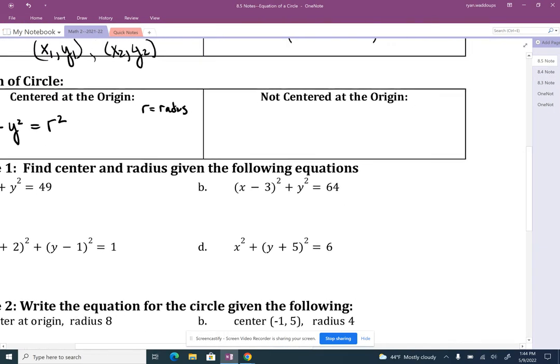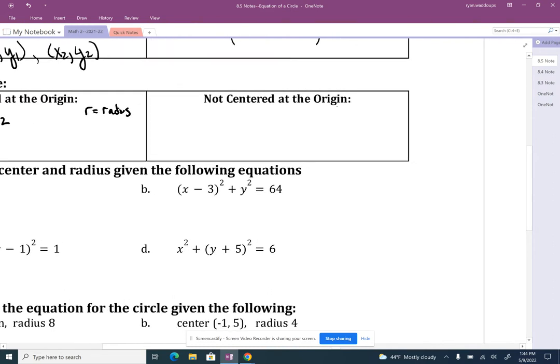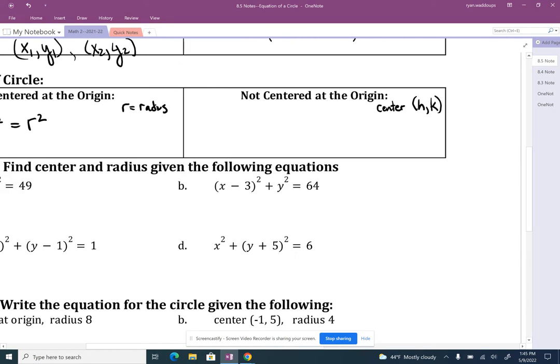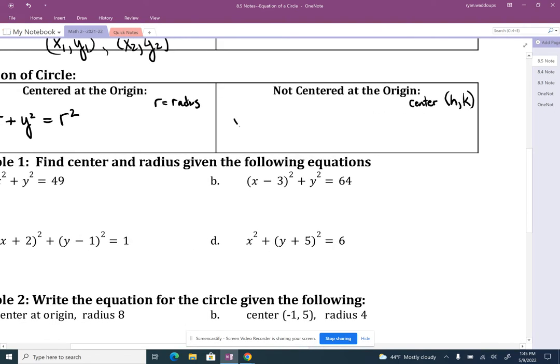All right, if it's not centered at the origin, if we say that the center is at some point h, comma, k, then the equation of the circle is x minus h squared plus y minus k squared, and that's equal to r squared. Once again, r is the radius.